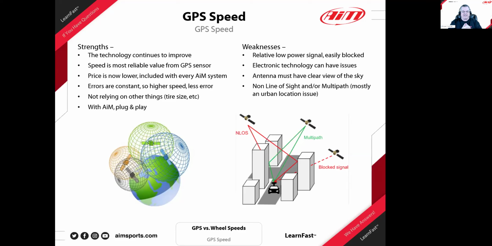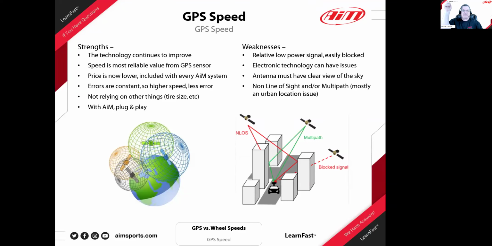Very accurate at higher speeds. And it's not relying on anything else. It's not tire size and gearing and all of these different things, and some settings in the software. It's not relying on anything like that. And with AIM, it's plug and play. You just plug the darn thing in and it works. You don't have to turn it on. You don't have to do all of the different things that you may have to do with a wheel speed sensor. Certainly an AIM one, if you're adding to the car, needs to be set up. So plug and play.